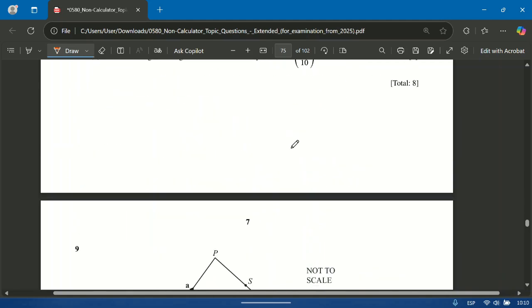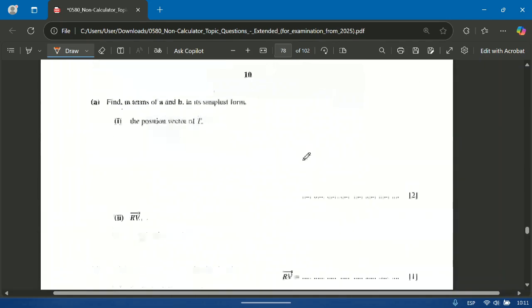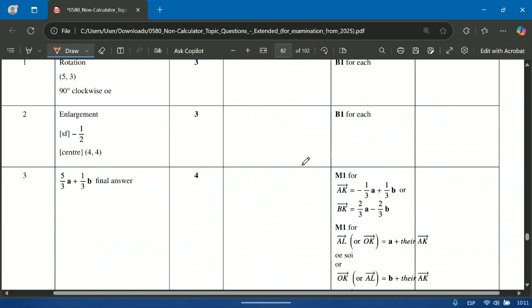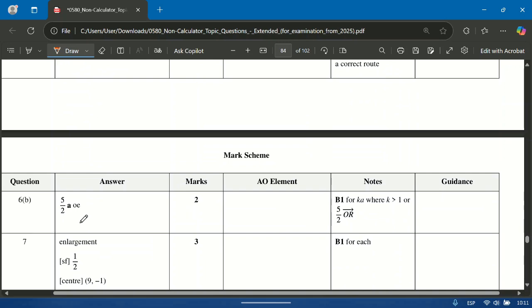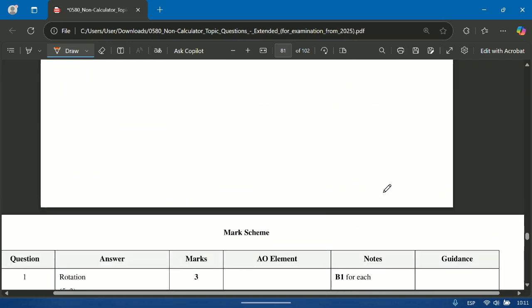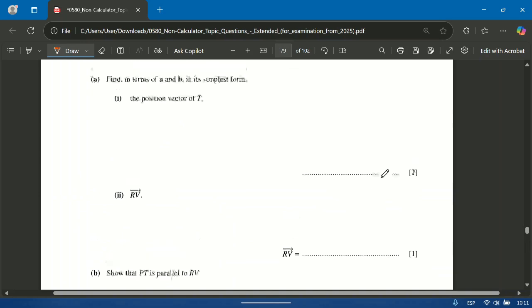So let's look at the mark scheme. Important to know if we got this really difficult question correct. 5 halves A or equivalent. Okay. You get 1 mark for what I just explained there about the similar triangles.